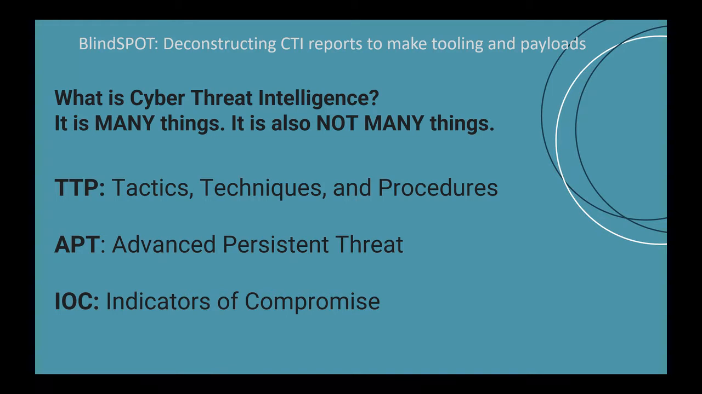IOCs ultimately are the indicators of compromise. An indicator of compromise provides you information of an indicator of compromise. So again, dissecting words here, but this is alluding to when you get CTI, you get IOCs from APTs. There's a lot of things going on here. That's why I would be very clear.